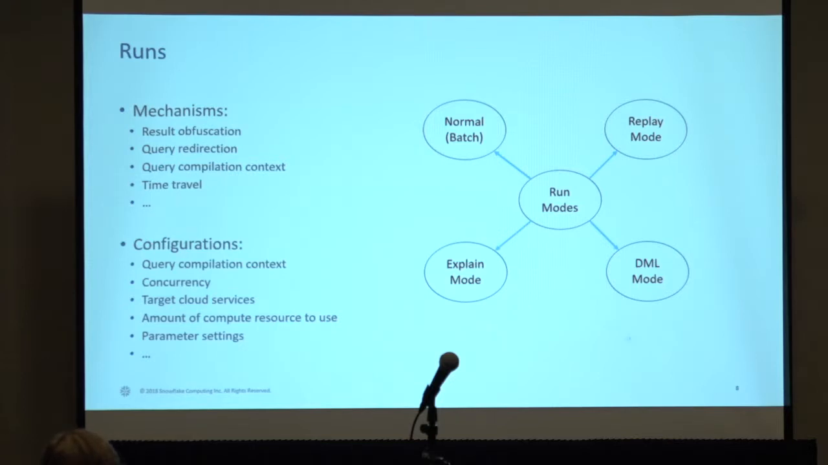We also have query direction and query compilation context. Compilation context is basically using a privileged role. During name resolution, we allow this role to resolve customer objects, because all our metadata is stored in the same layer. This allows this privileged role to compile customer queries, essentially.